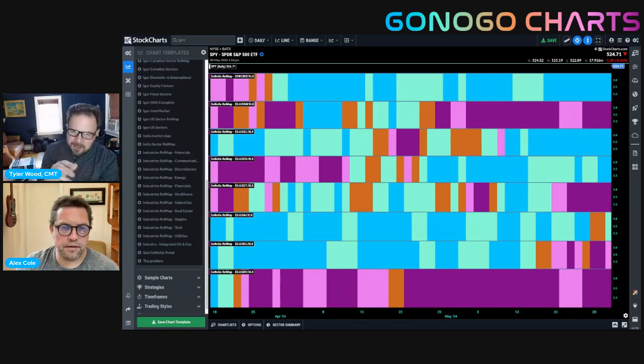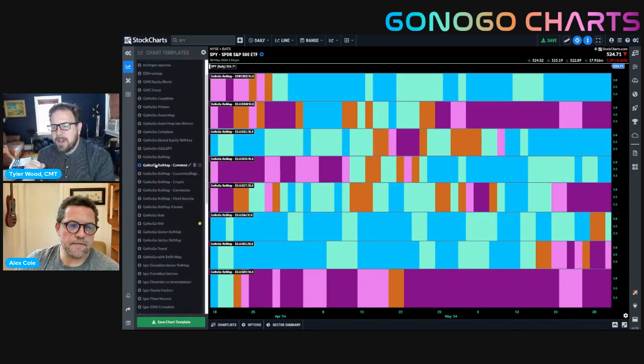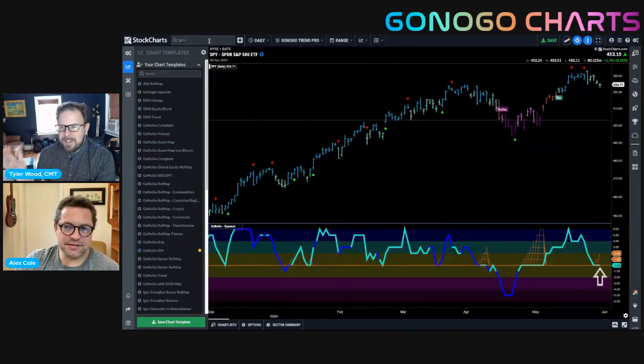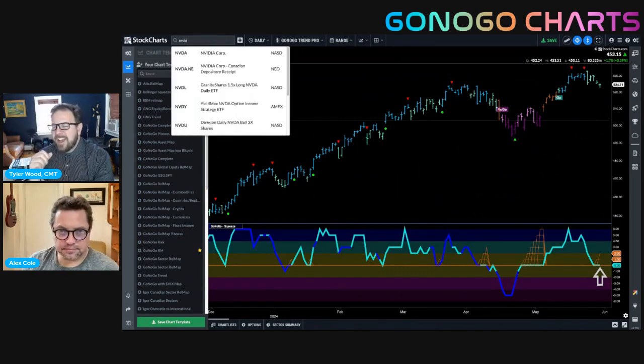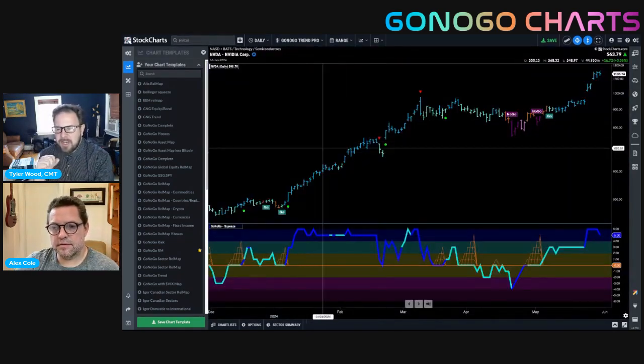Alex, let's jump out of this heat map. I've seen a lot of really hilarious memes about NVIDIA versus the rest of the world. NVIDIA carrying the entire market. NVIDIA being the only thing that investors can take solace in. Let's take a look at the absolute price action for NVIDIA and this recent breakout.